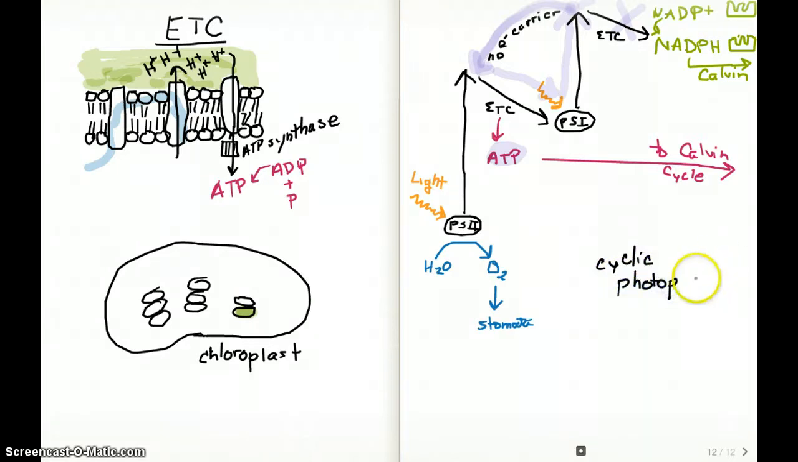If we look at this, cyclic means that it's a cycle. Photo comes from the light. I'm going to run out of room here, so we'll just kind of push it over down here. So this is cyclic photophosphorylation and also then non-cyclic.